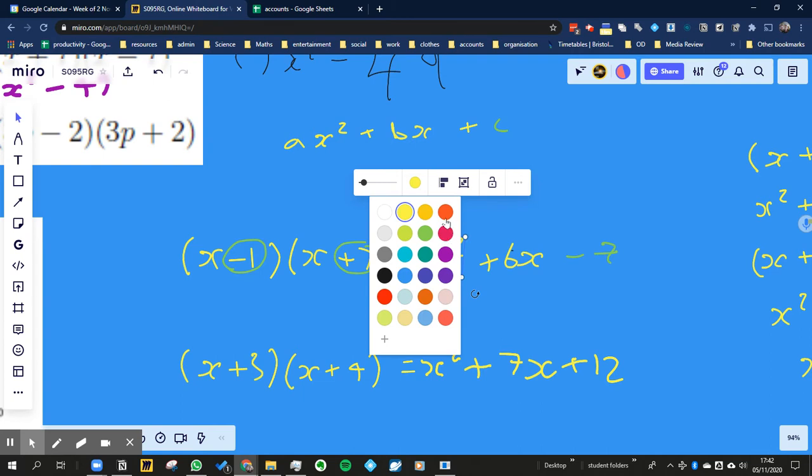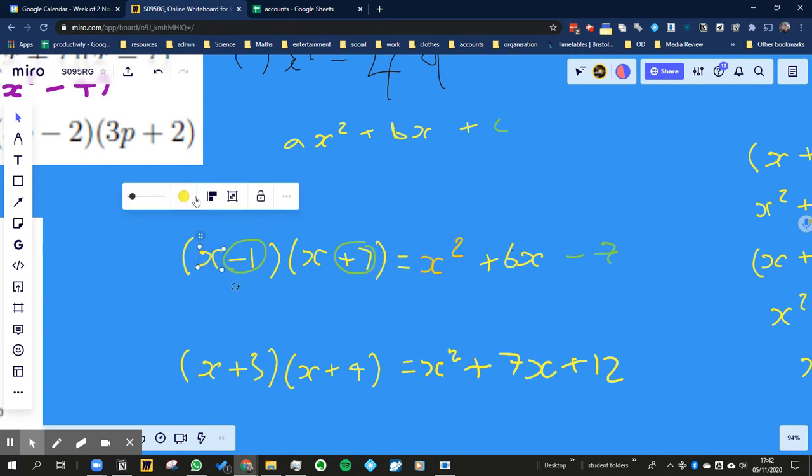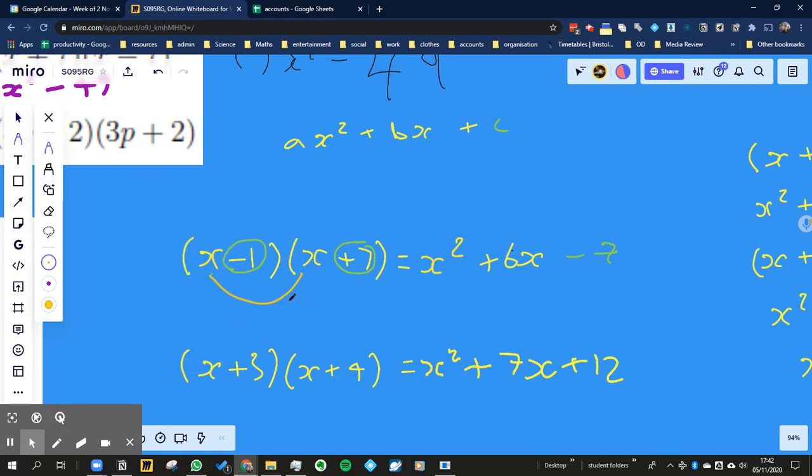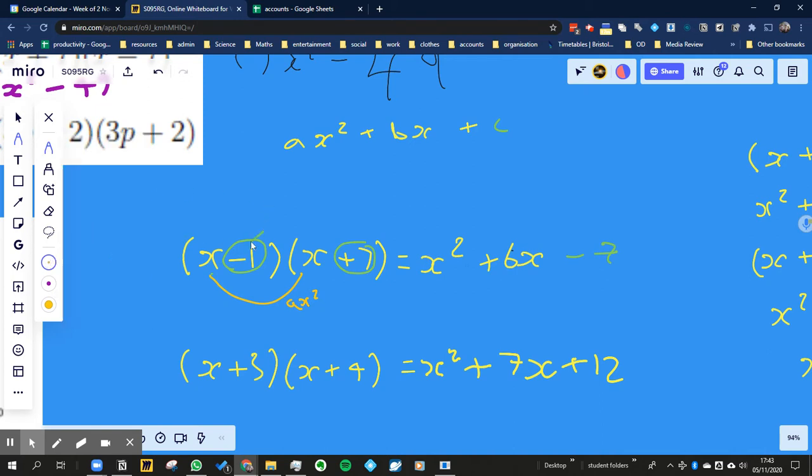So let's make that orange. Multiplying that out, that's how we got the a. Well, that's how we got the ax squared, basically. And then maybe I should use the same sort of way of doing this. This is how we got the c. Okay, so let's maybe get rid of those circles there.